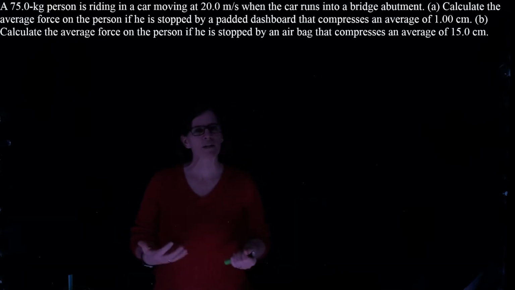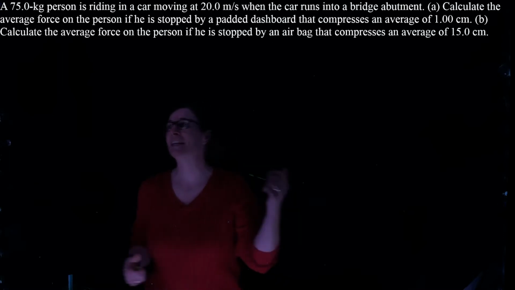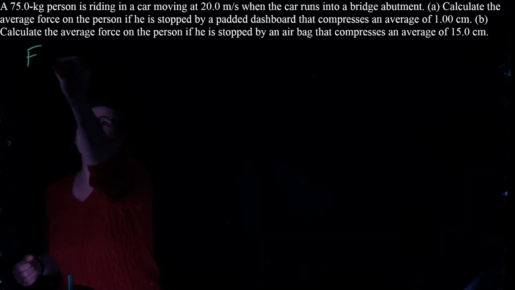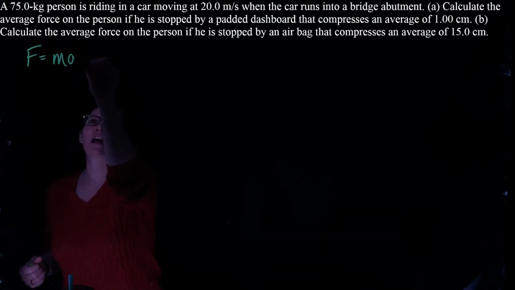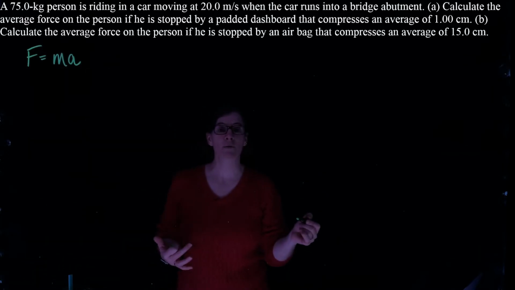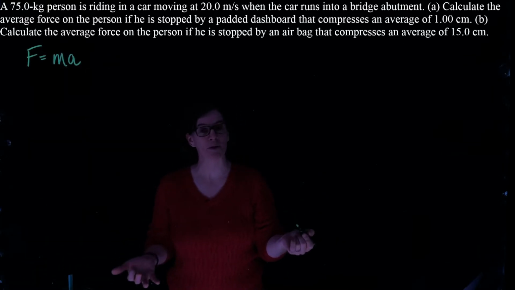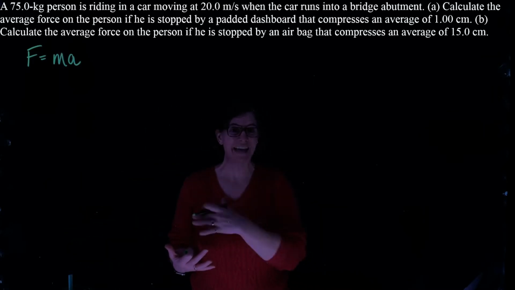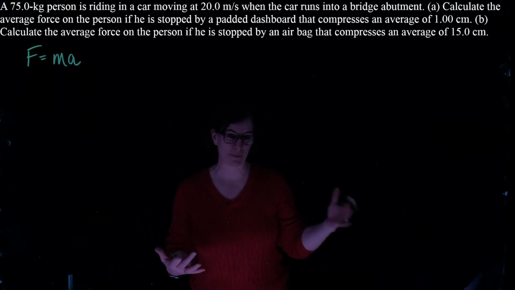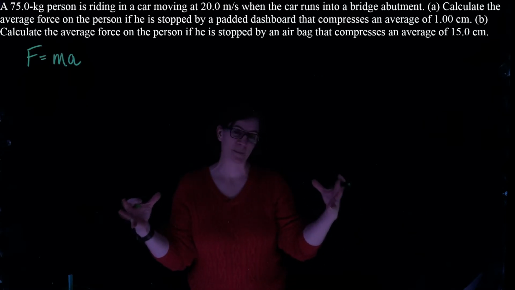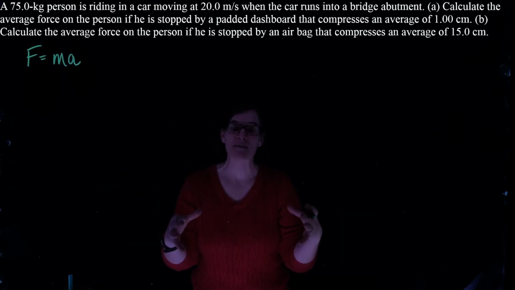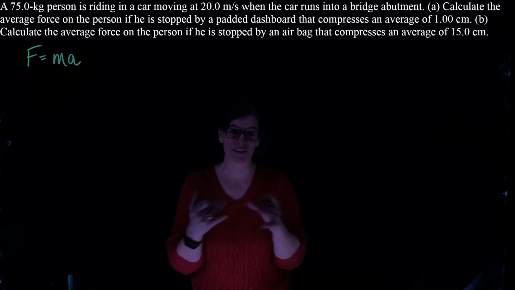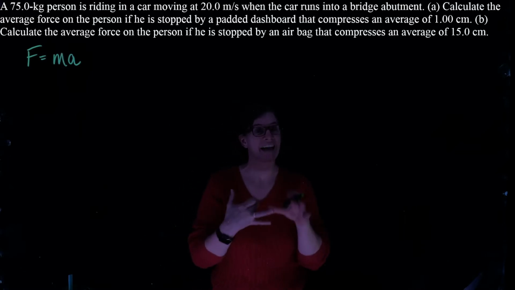All right, so if we want to determine average force, we need to look at the acceleration on the object. Remember, force is equal to mass times acceleration. And so we can assess what is the acceleration of this object as it runs into that abutment, and then goes through that compression of the dashboard or of the airbag.